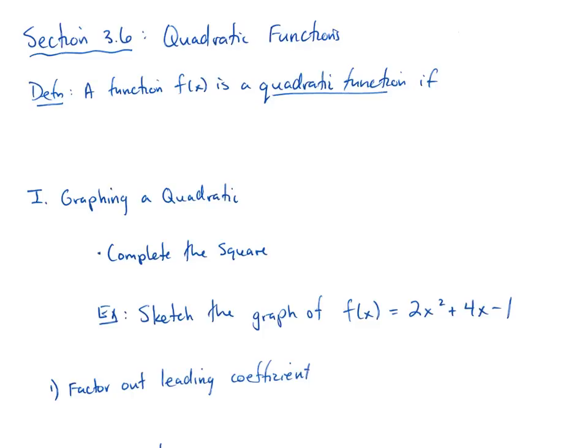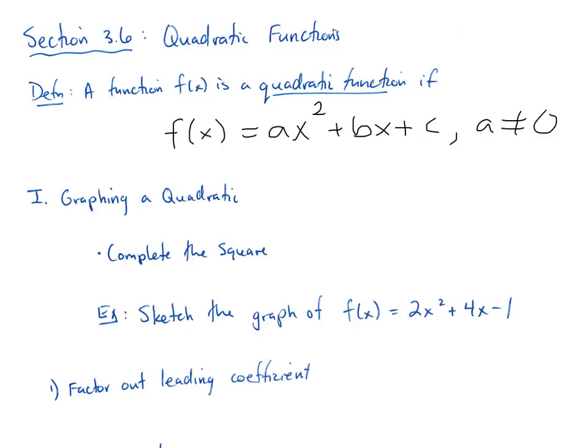In this section, we're going to talk about quadratic functions as another example of functions. So let's start with the definition. A function f of x is a quadratic function if it can be written as f of x equals ax squared plus bx plus c, with a not being 0. If a equals 0, it's just a linear function. So let's talk about a couple things regarding quadratic functions.